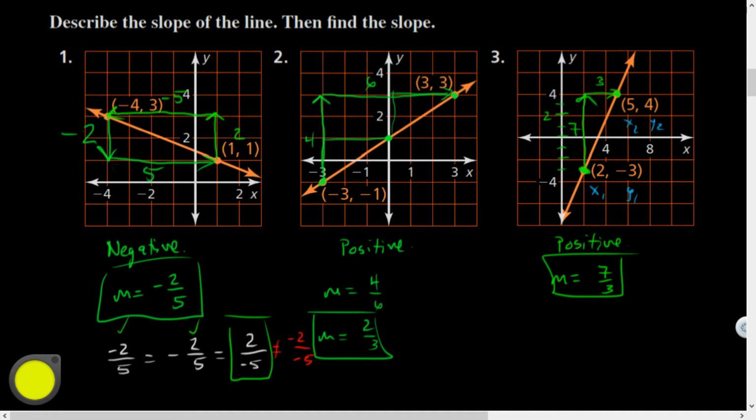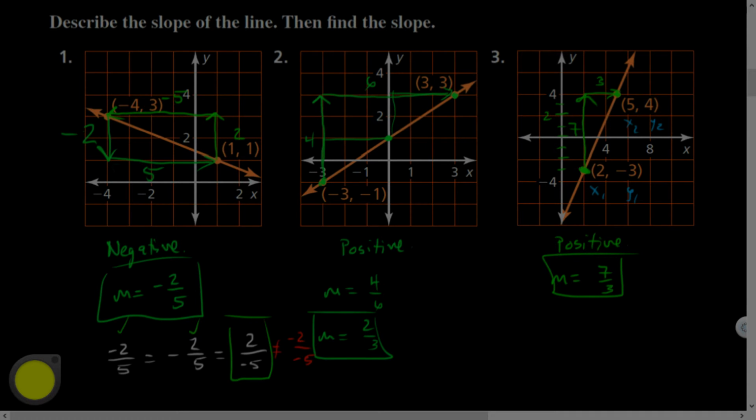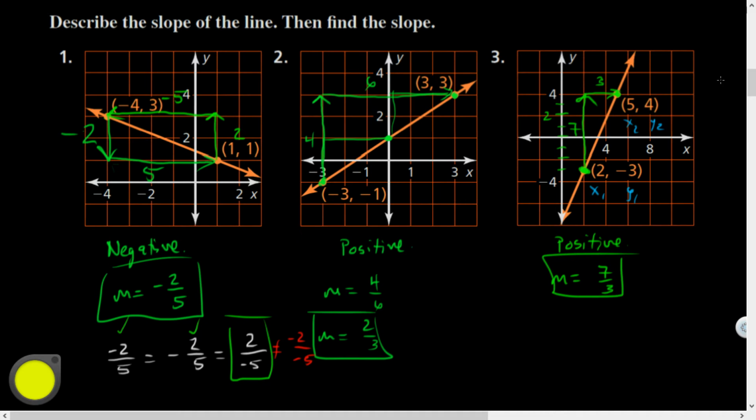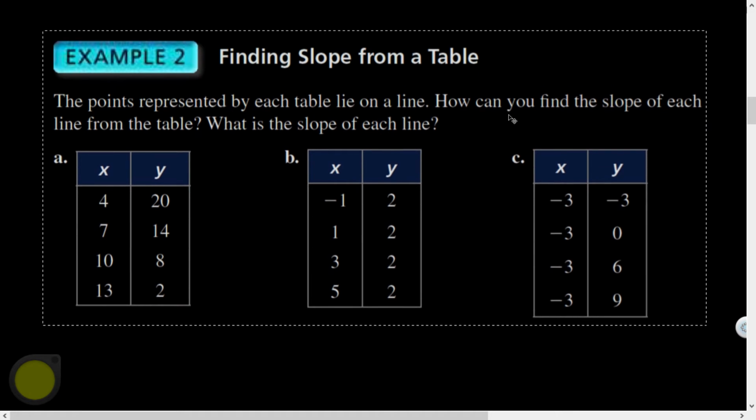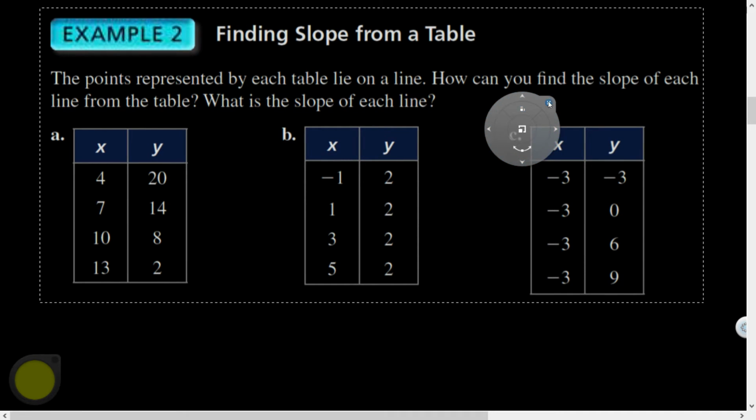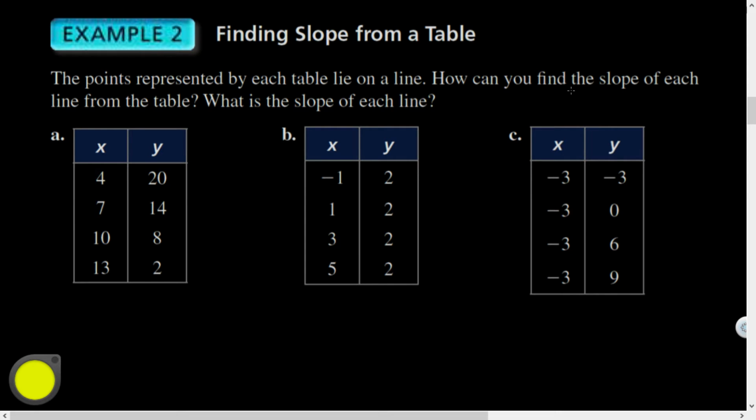Let's look at example 2 together. Example 2, it's gonna be you. All right, so it says the points represented by each table lie on a line. Thanks for letting us know. Those are linear equations that are being represented there. How can you find the slope of each line from the table? And then it asks you, what is the slope?